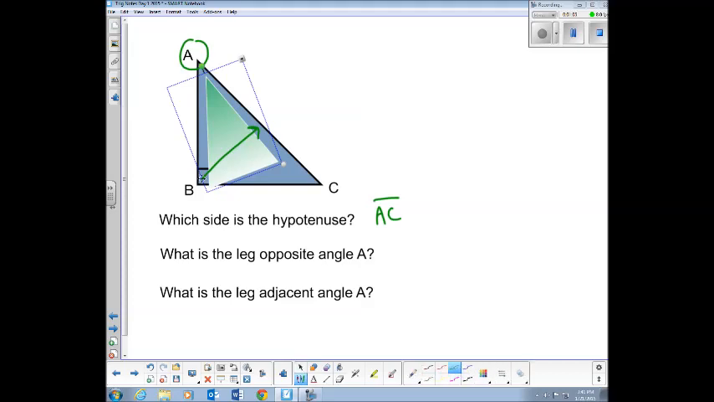So the opposite leg of angle A would be BC, and then the adjacent leg would be the leg that's next to our angle, not the hypotenuse, the leg, and that would be AB. All right, and so these are the key concepts, because in trig we will change the angle we're looking at and look at different angles, and we'll need to be able to determine which is the leg opposite, which is the leg adjacent, which is the hypotenuse, and that will change in all of our problems as we move along.